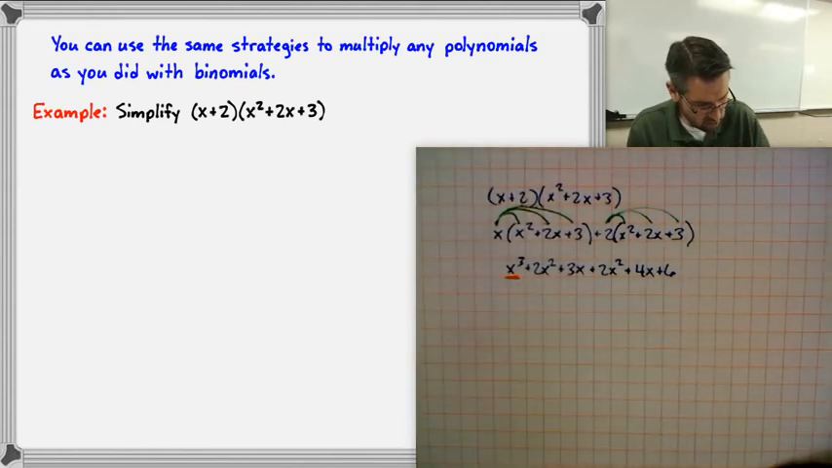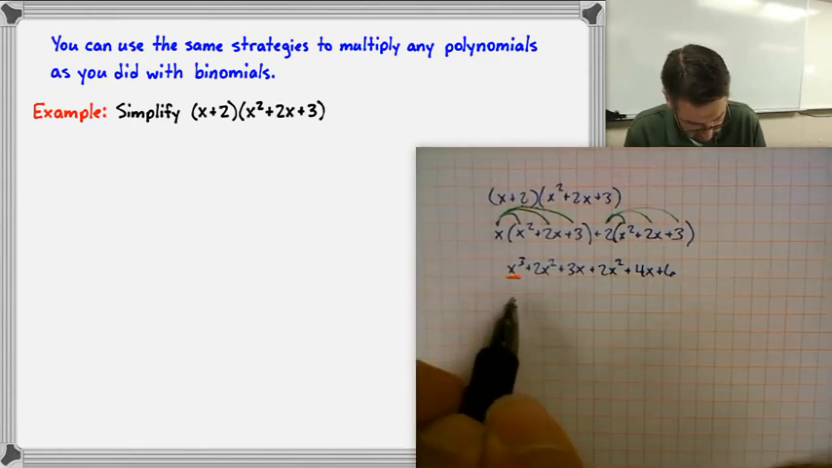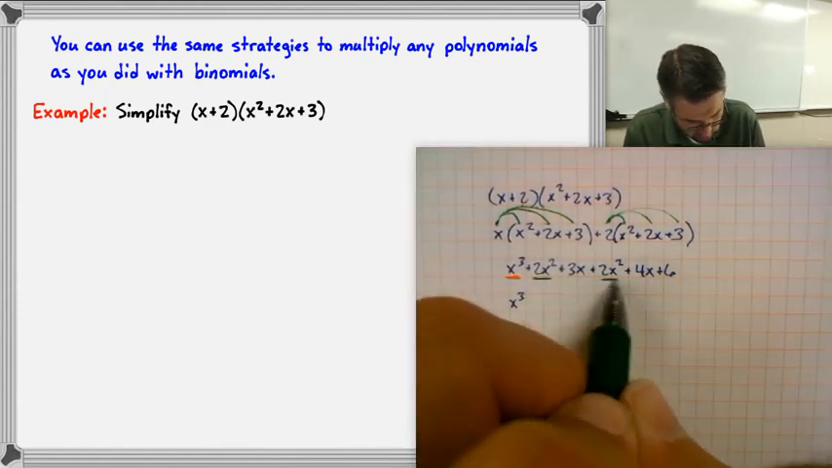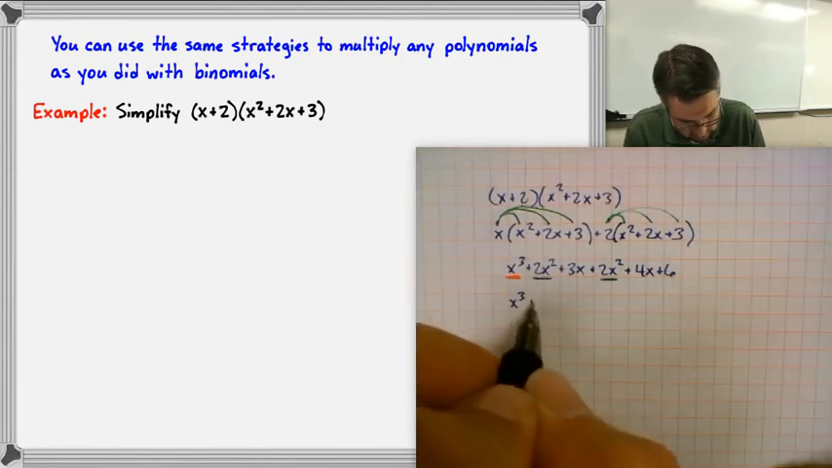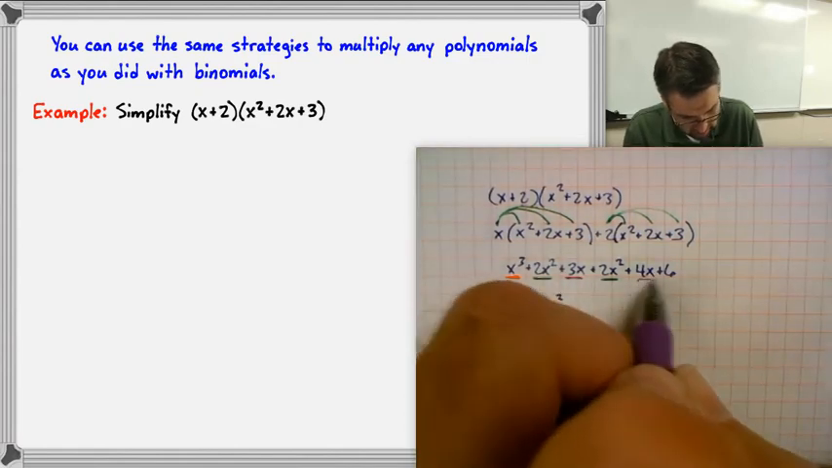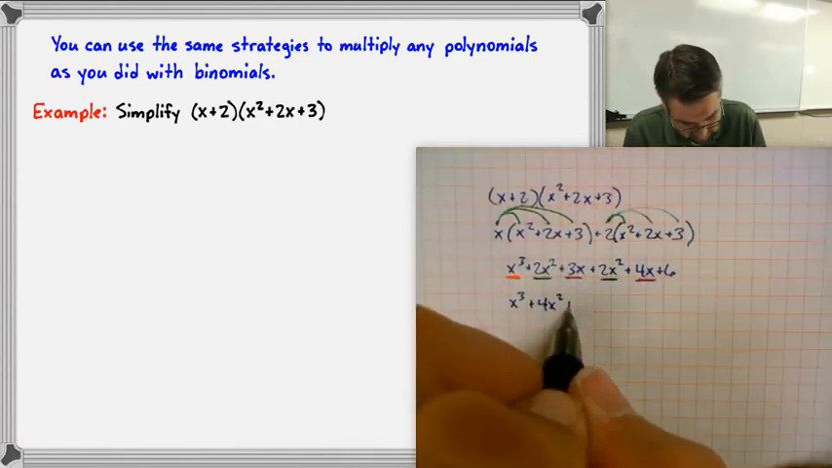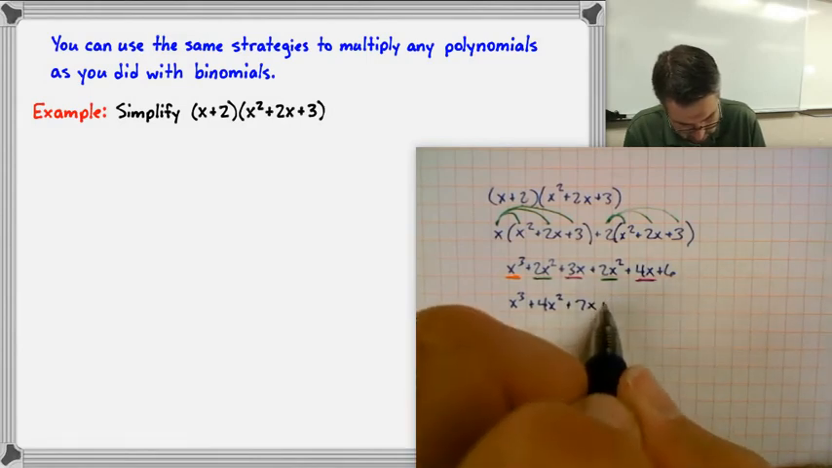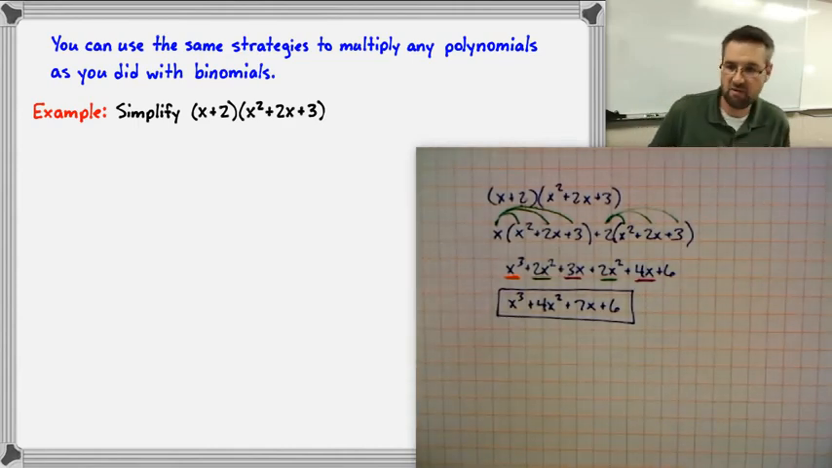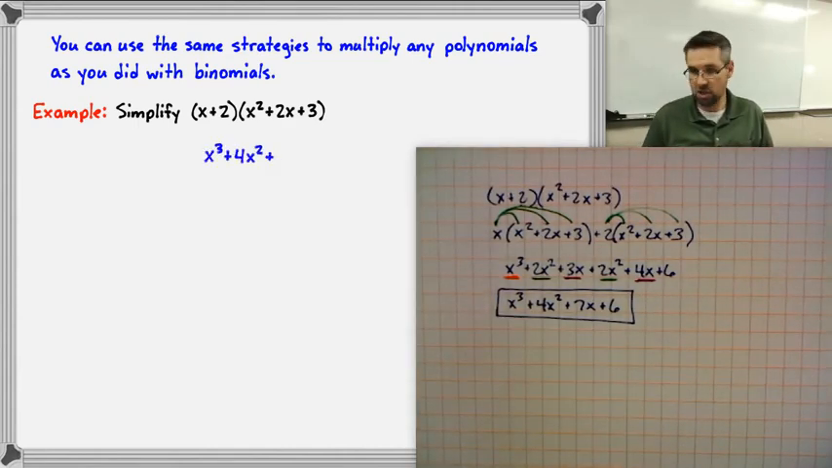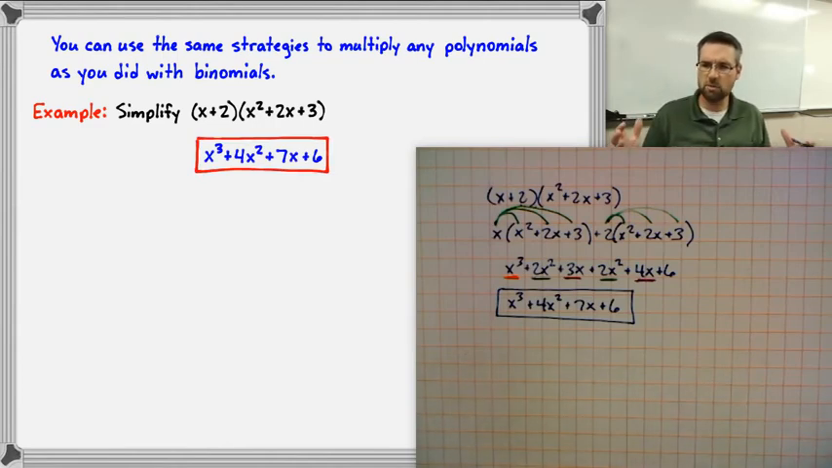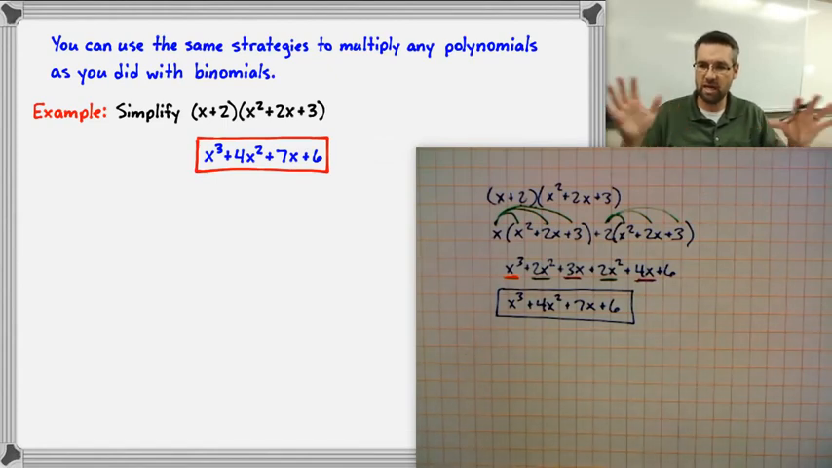I only have one term with an x cubed in it, so I'll just carry that down. But notice I have a 2x squared and a 2x squared here. And so that turns into 4x squared when I combine those. And then I also have a 3x and a 4x, which gives me a 7x. And then the 6 is just a constant at the end. There's no other constants combined in this case. So that is the simplified form. And again, I'm going to check my work to make sure I did that right. That looks good. Okay, so that's an example of how to multiply polynomials, not just binomials, but any polynomials.